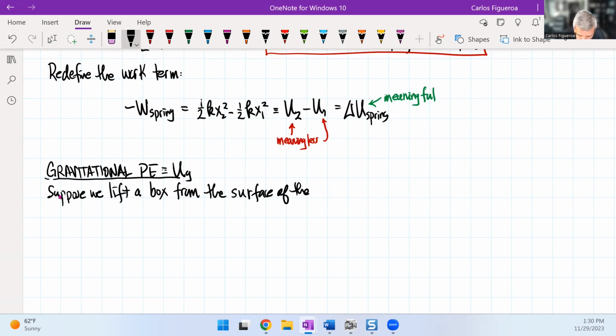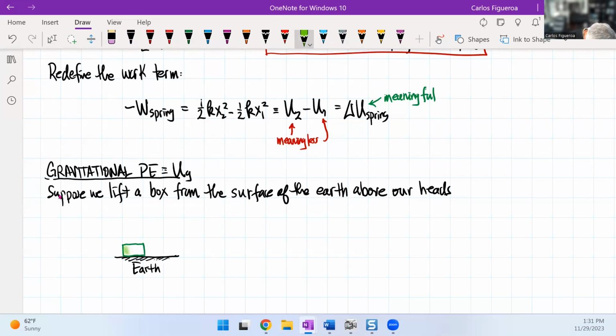Suppose we lift a box from the surface of the earth above our heads. So what do we mean by that? Well, we have the surface of the earth right here, and we have to think about the earth. And I have a box right here. And our whole goal is to lift this box. So as I lift this box, what's actually happening?